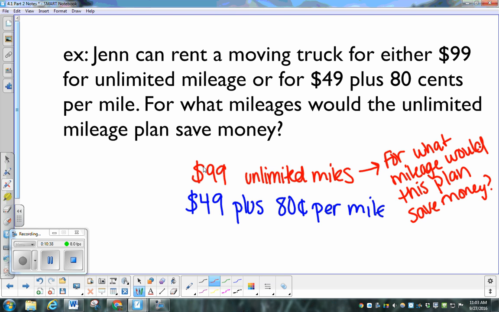So what we want to do here is let's try and write an equation for each plan here. For this plan on unlimited miles, it's pretty easy. There's no equation. It's just $99. It's not 99 per mile. It's just $99 flat. That's our equation, 99. For our second plan, it's a little more complicated. It's $49 flat, plus we have to pay 80 cents per mile. So we might represent that like this, plus $0.8 or 80 cents for every mile. So we want to multiply that 0.8 by the number of miles. I'll let M represent the number of miles.